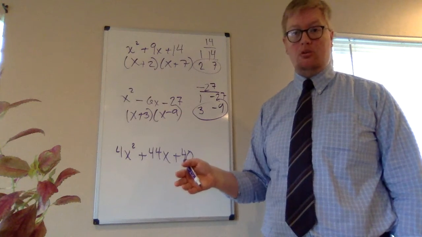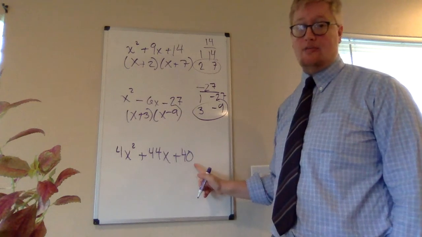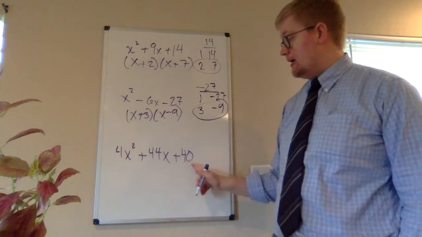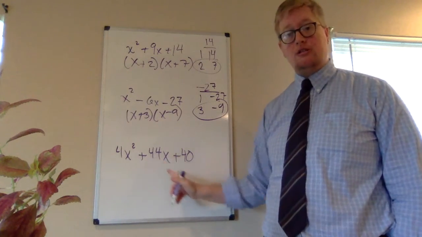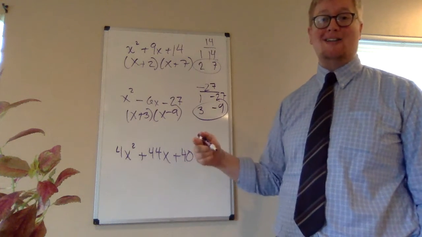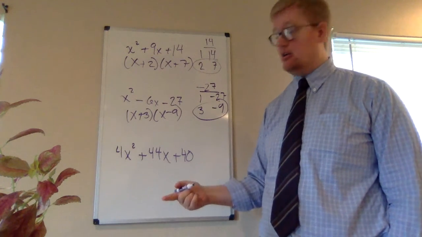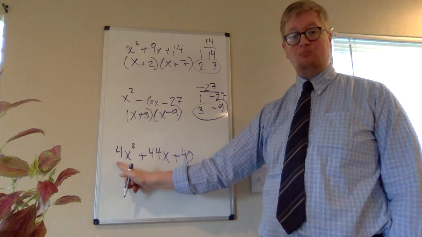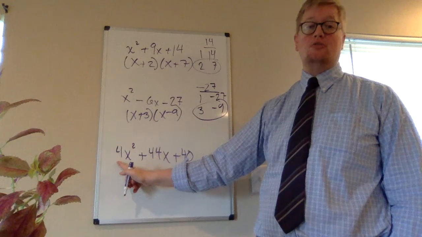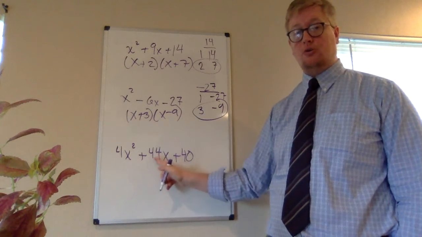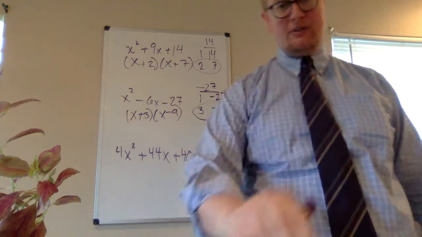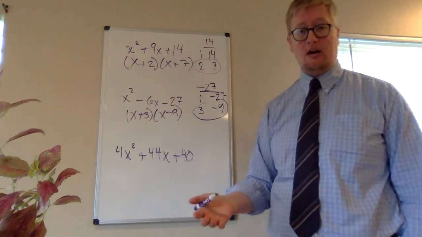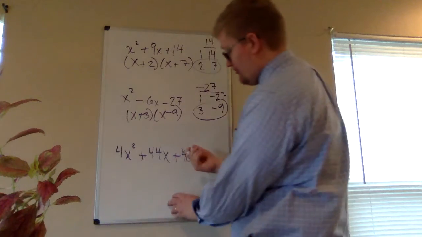There's no variable in common because 40 doesn't have an x, so I know my GCF is not going to be 40. And then if I look at my coefficients and my constant, I'm looking for the greatest factor that they all have in common. And I look at the smallest number, the 4, and I ask myself, which of the factors of 4 are also factors of 44 and 40? And the answer should pretty obviously be that 4 is something they have in common. So I'm going to factor out a 4.